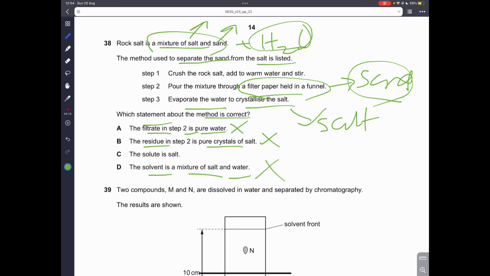So that's also wrong. The solvent is a mixture of salt and water. This is also wrong because the solvent is not a mixture of salt and water, because we already removed the sand and we want to remove sand and salt separately, right? So the solute is a salt, which is rock salt. It is a solute, so C is the correct answer.